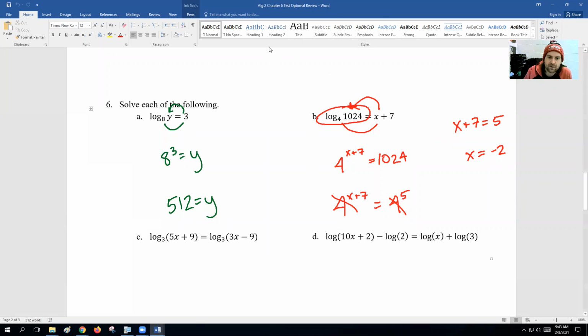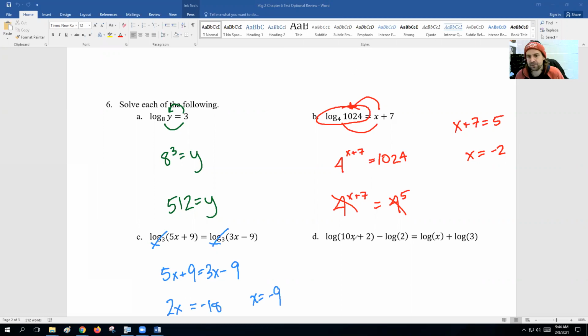Calculator, if you show your work, can be a whole lot easier. All right, next, we have common bases on both sides. We got 1 log here, 1 log here. They're both the same logs. They cancel each other out. So we get 5x plus 9 equals 3x minus 9. Minus the 3x over, that's a 2x. Minus the 9 over, that's a -18. X would equal -9.